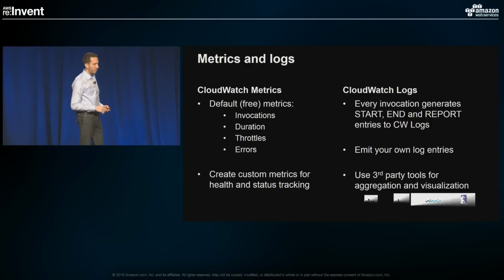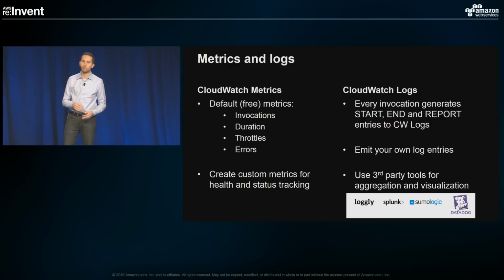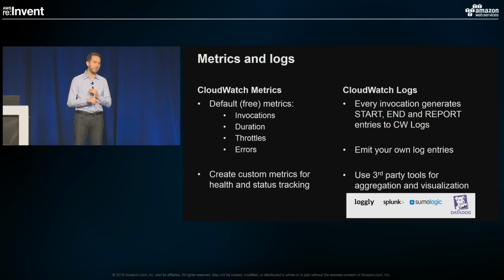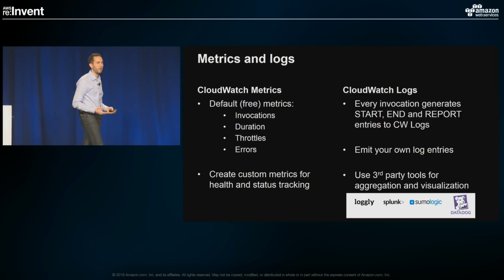So the way you can do that today is, first, you can monitor your application using CloudWatch metrics. And there are 4 metrics that we provide out of the box. So number of invocations, average duration, number of errors, and number of throttles. You could, of course, create any custom metric you would like.